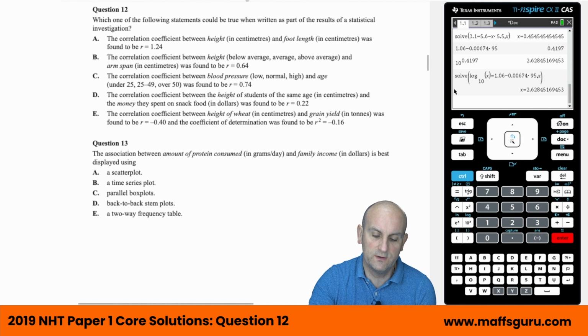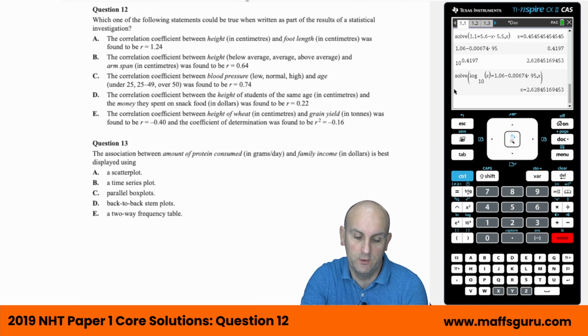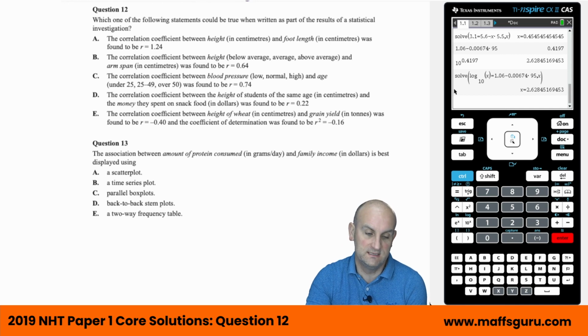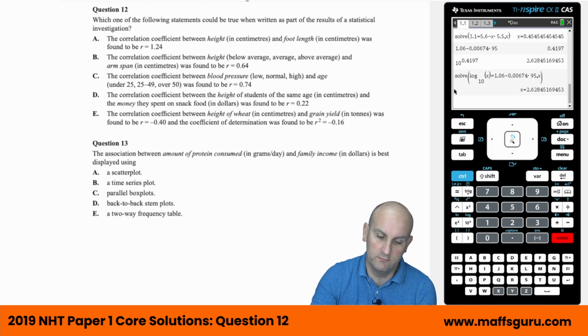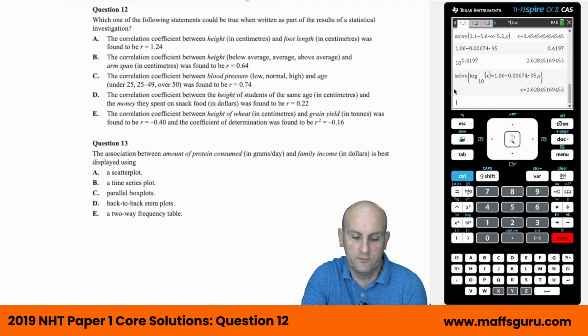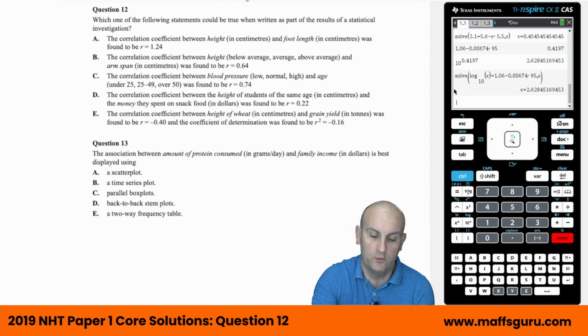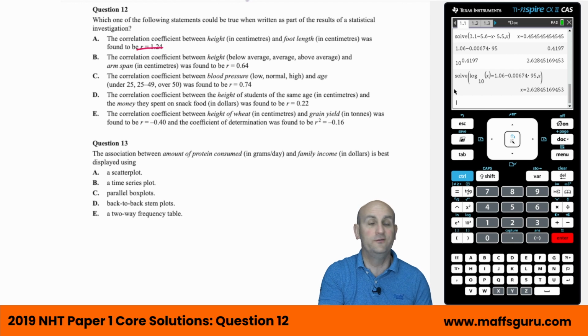Question number 12, which one of the following statements could be true when written as part of the results of a statistical investigation? Oh, all right. The correlation coefficient between height and foot length in centimeters was found to be 1.24. Absolutely rubbish. Our R can't be bigger than 1. So there they're trying to trick you. Your R values can go between -1 and 1, certainly not higher.